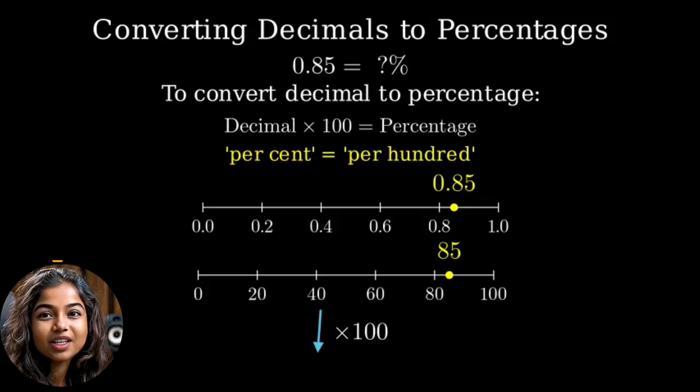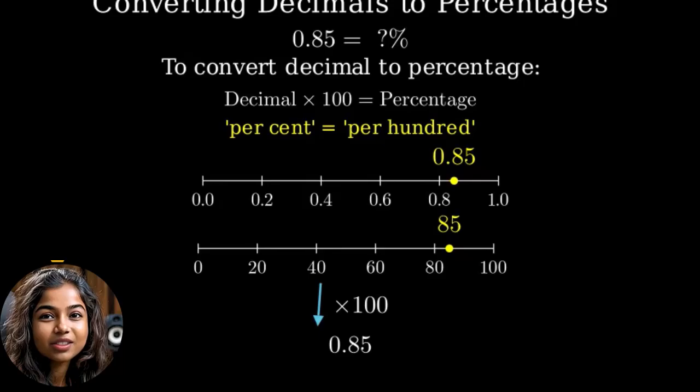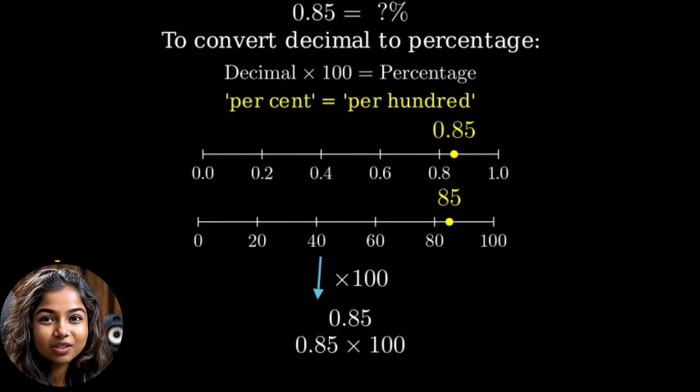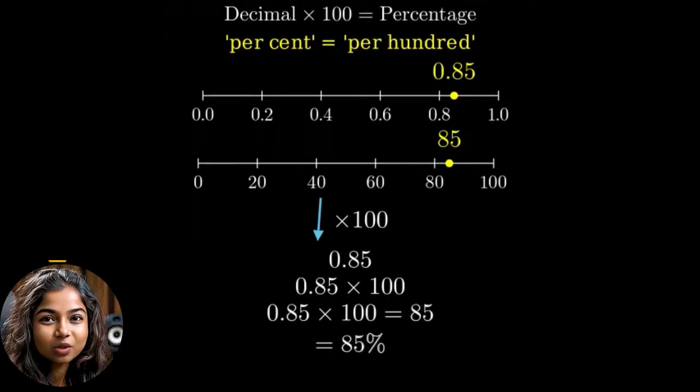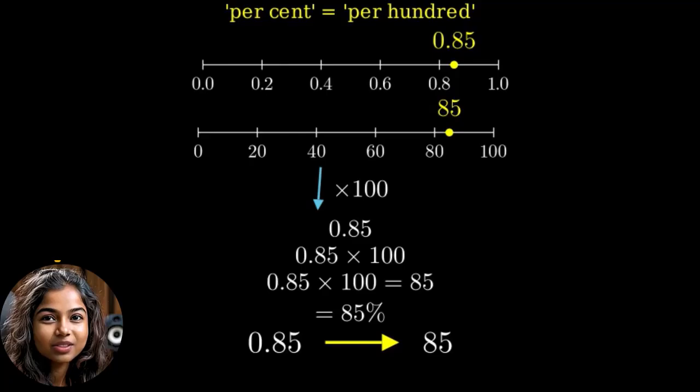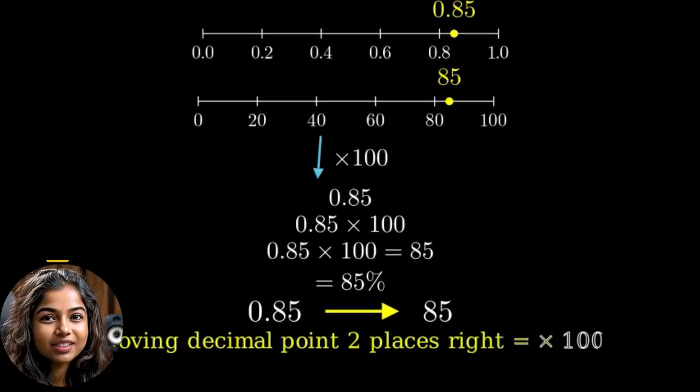Let's solve this step by step. Step 1, take our decimal 0.85. Step 2, multiply by 100. 0.85 times 100 equals 85. Here's another way to think about it. When we move the decimal point 2 places to the right, it's the same as multiplying by 100. So 0.85 becomes 85. Let's look at our options.